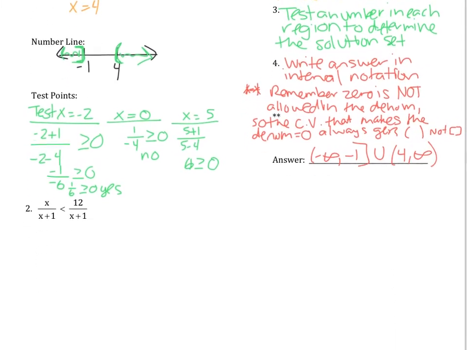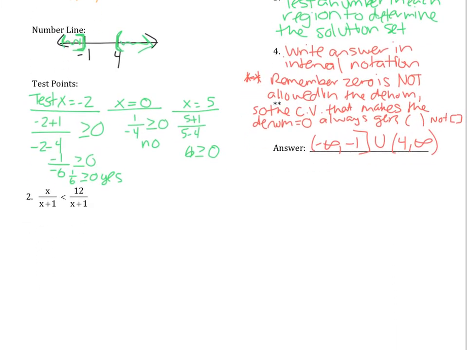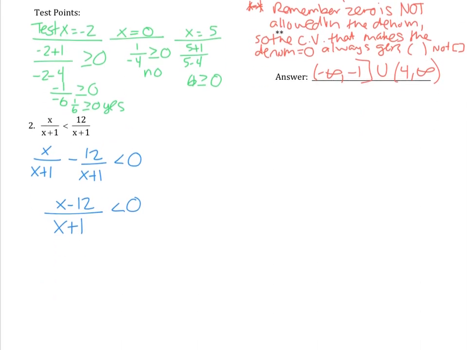Okay, let's go ahead and try the second one. The second one, we do have to move everything so it is on one side. So x over x plus 1, I'm going to subtract the 12 over x plus 1. Now it's less than 0. And luckily in this problem I already have common denominators, so I can write it as one fraction fairly quickly. This is now what I'm going to work with to find my critical values.